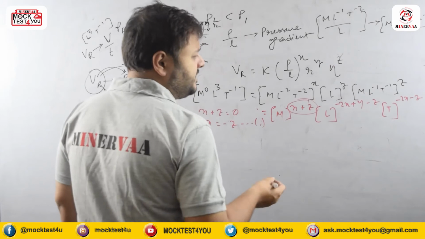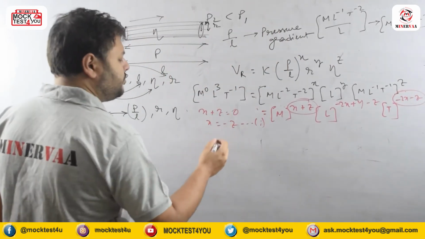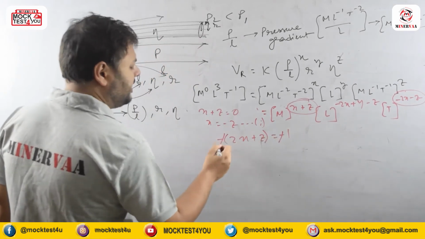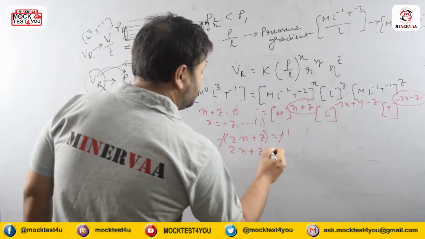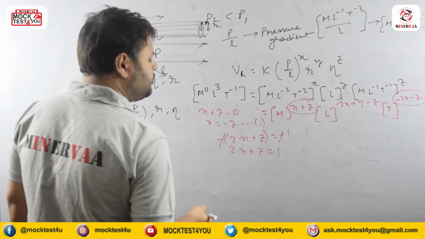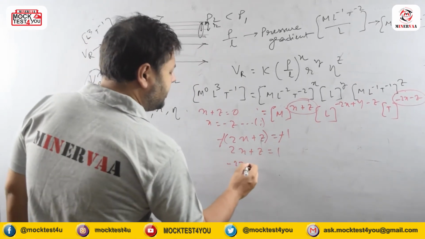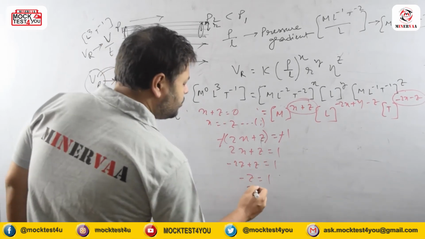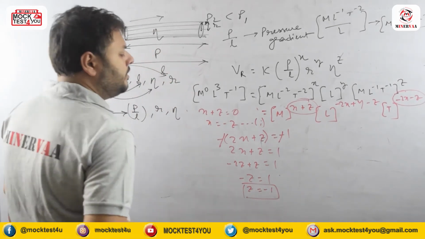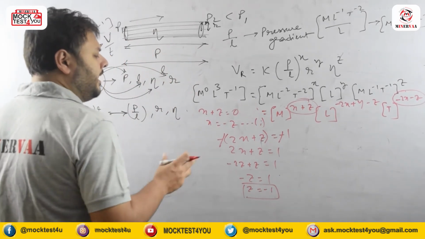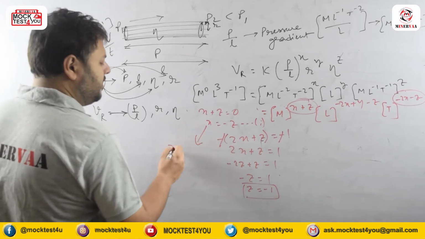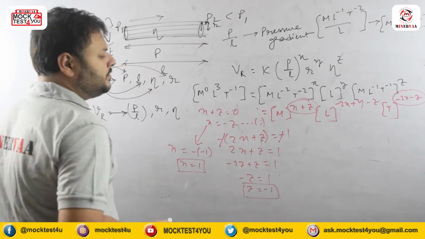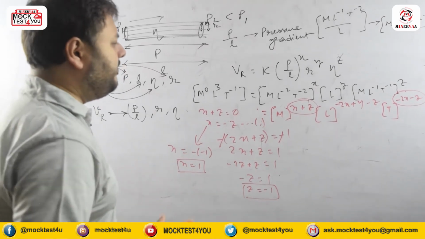If you compare from T, that is minus 2X minus Z equals minus 1. Taking minus common, 2X plus Z equals 1. If I put X equals minus Z here, it is minus 2Z plus Z equals 1, so minus Z equals 1. So Z becomes minus 1. This is another important relation we got. As Z becomes minus 1, X will be minus of minus 1, so X becomes 1. This is a very important relation for us.